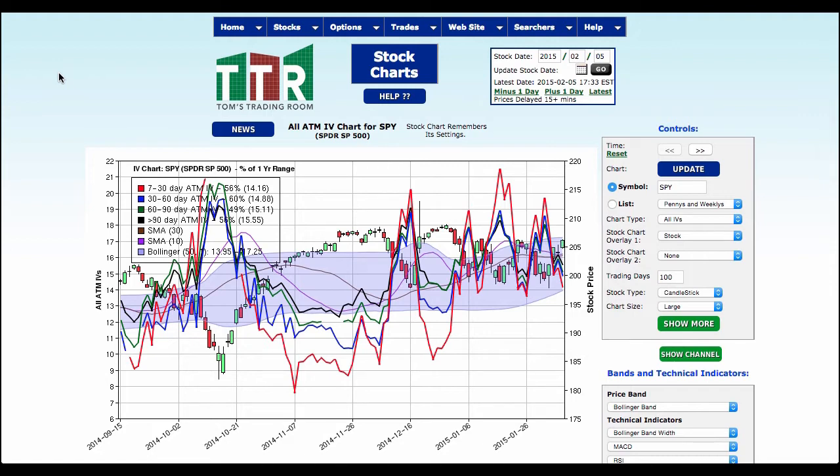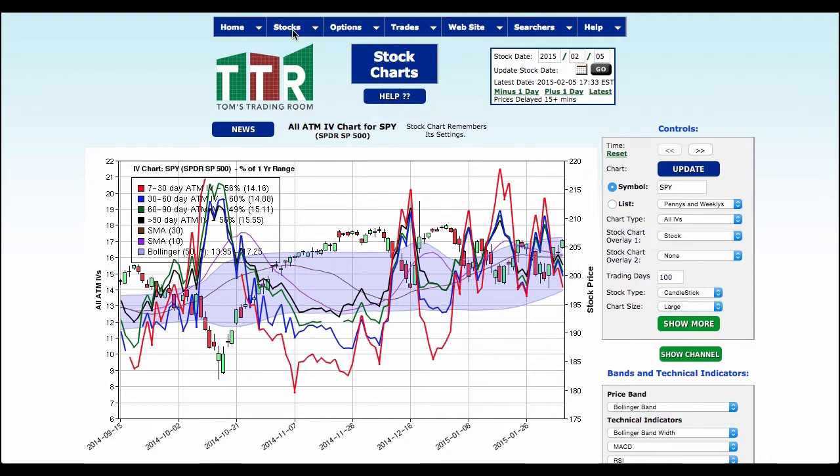So what you're seeing right now is the SPY, the Spider S&P 500, and I've got the stock chart on here. It's in a candle formation, and I've got all the at-the-money implied volatilities laid on top of this. Now, how you do this is actually very simple.